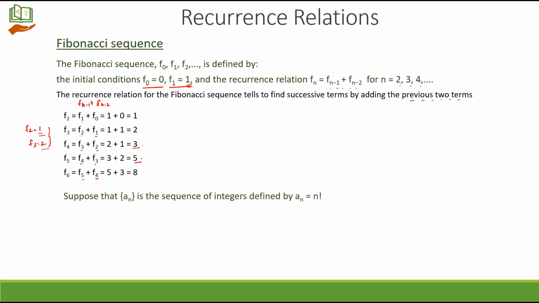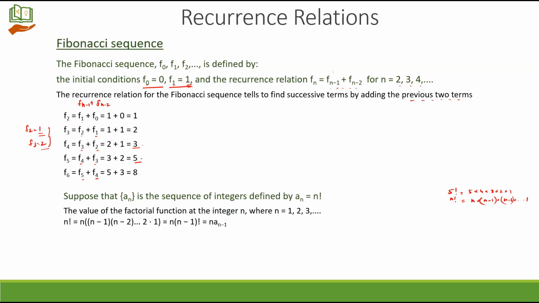Suppose that an is the sequence of integers defined by an is equal to n factorial. When you have 5 factorial, this can be expanded as 5 into 4 into 3 into 2 into 1. So now just apply it to n factorial: n into n minus 1 into n minus 2 up to 1. You are computing with the previous terms is what I am trying to say here. The value of the factorial function at the integer n, where n is equal to 1, 2, 3. N factorial is given by n into n minus 1 factorial, is what they say.